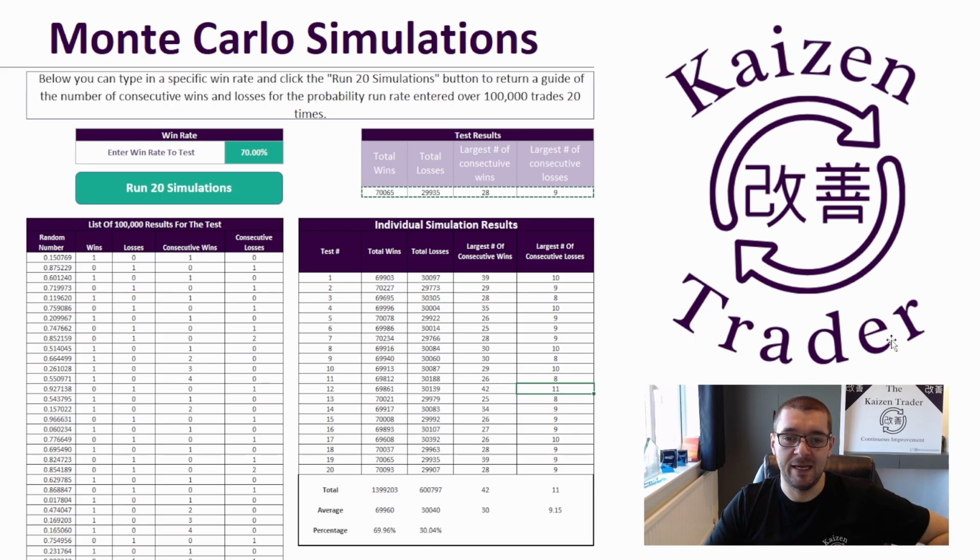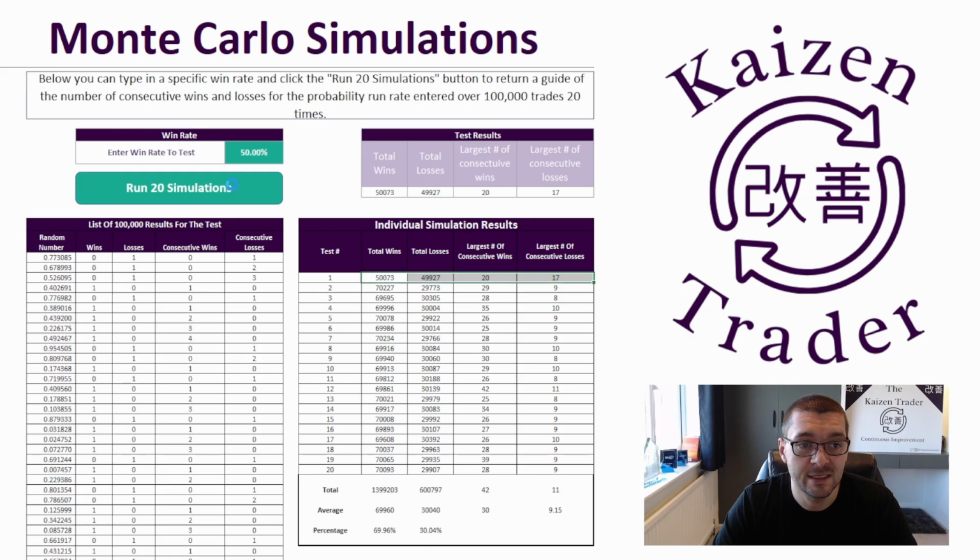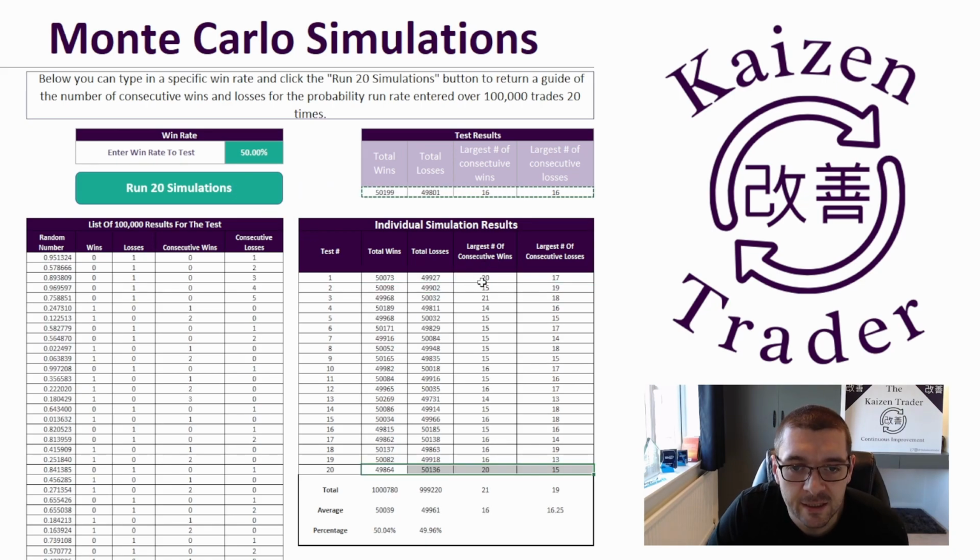So what I'm going to do now is show you some examples of some more simulations, just to really show the effect of these Monte Carlo simulations and large data and what you can expect when trading. So if I go to 50% now and I run 20 simulations, you can see here that things are a lot more even than they were with the 70%.